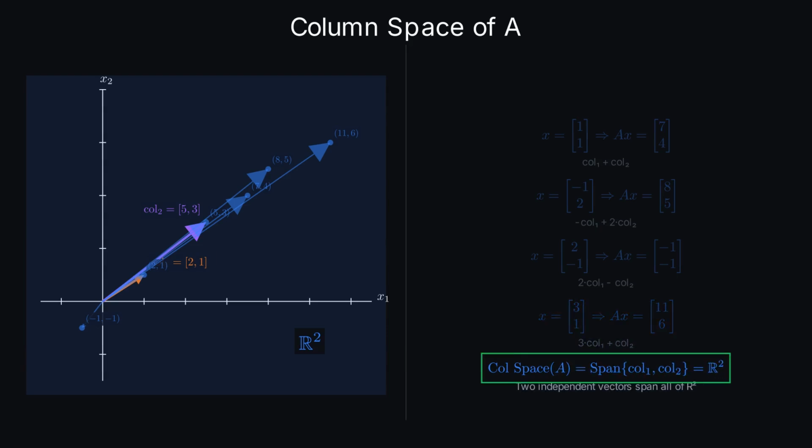Now, since our two columns, 2, 1 and 5, 3, are independent vectors in R2, the column space fills the entire plane. Every vector in R2 is reachable as some linear combination of these columns.